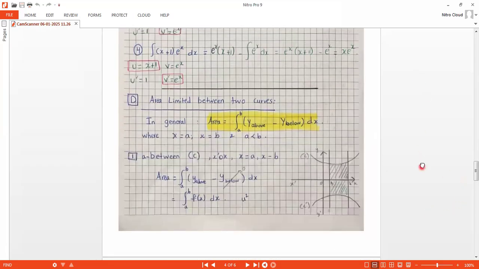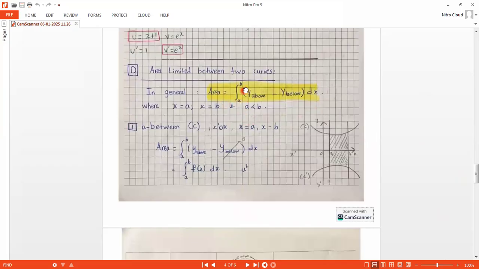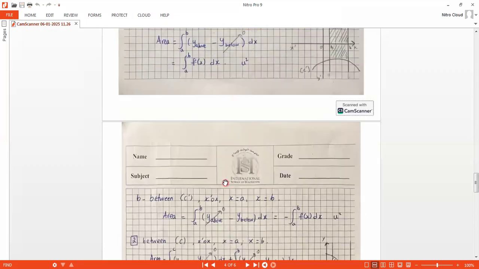Now we have the area limited. The area limited is always y above minus y below, and of course it's limited between two numbers. Let us take the first condition. We have the curve C, A and B. We need to find the area between the curve and the x-axis, x equals A and x equals B. The area is y above minus y below. What's y below? It's the x-axis, so it's 0. So the integral is f of x from A to B, in unit squares because it's the area.